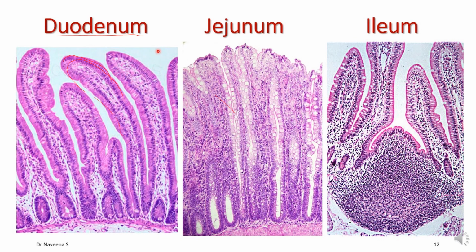Now here you can see that the mucosa contains the leaf-like villi. Here you can see the leaf-like villi in the duodenum, while in the jejunum they are finger-like, while in the ileum they are broad and short, and they are less in number as compared to the duodenum and the jejunum.